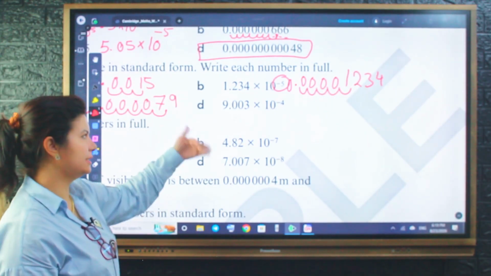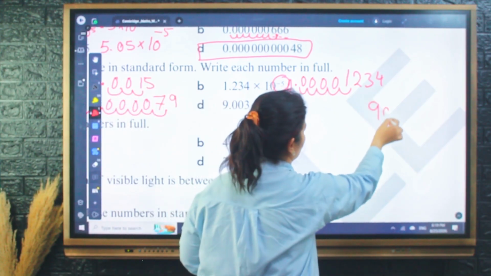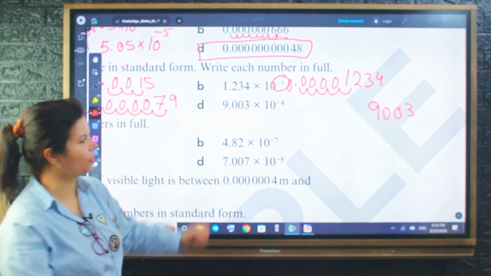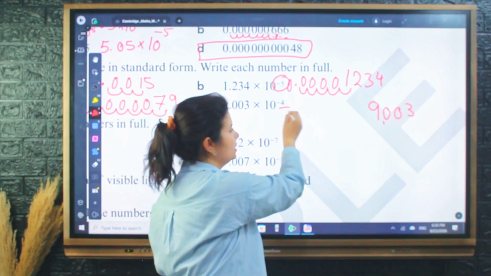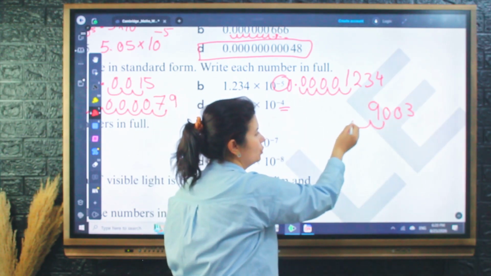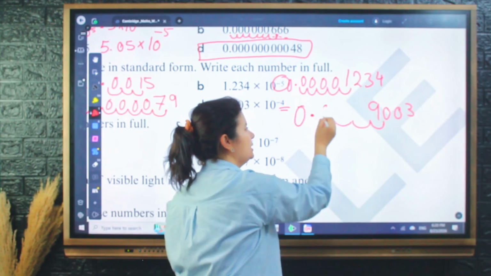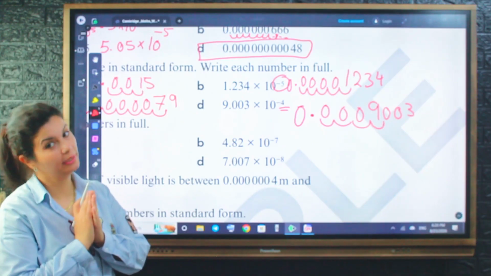Okay, let's do letter D. Here, the same, we write the number itself without zeros or without points. Okay, then we start to jump, starting from the point, jump back 4 steps. 1, 2, 3, 4, and we add the point and zeros here. Super easy.